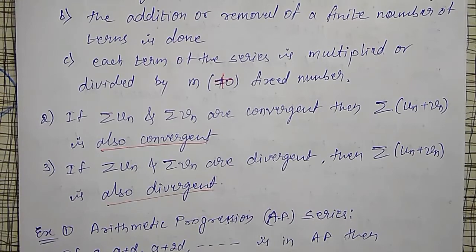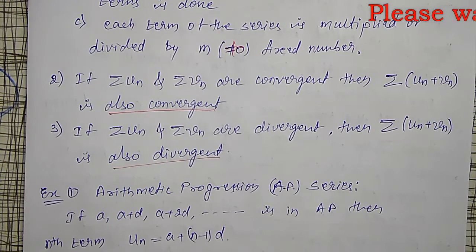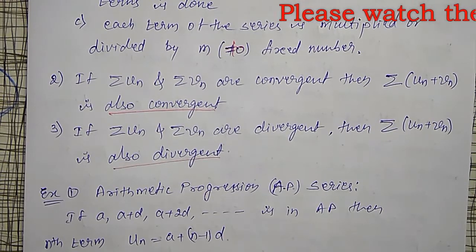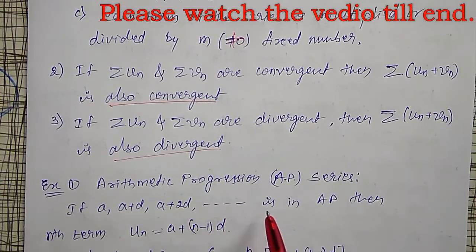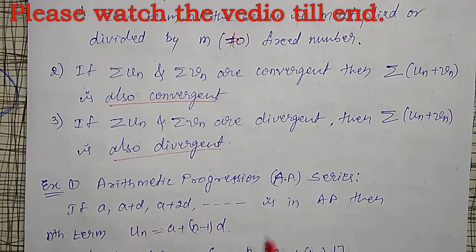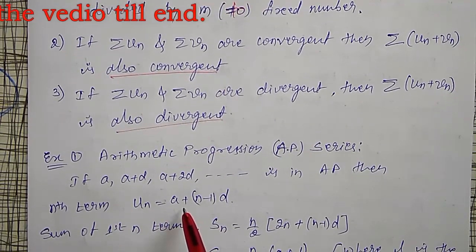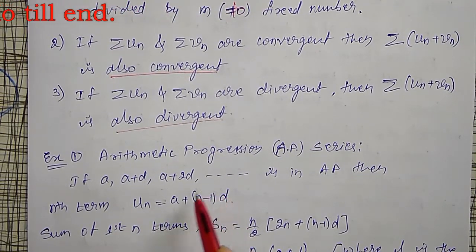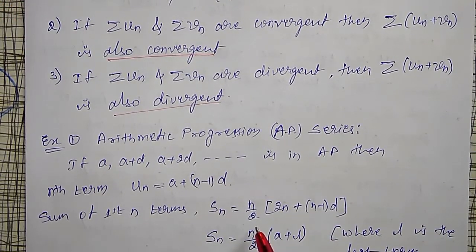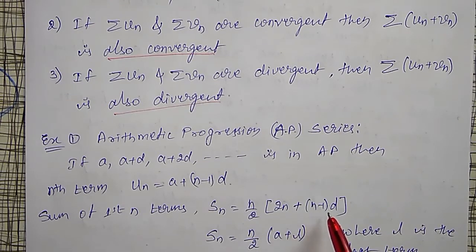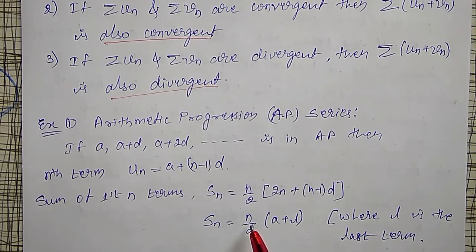What are the series that were studied previously? That is the arithmetic progression. The arithmetic sequence is given by a, a plus d, a plus 2d and so on. This is known as an arithmetic progression. Then the nth term of this progression is given by un is equal to a plus n minus 1 into d. And the sum of the first n terms Sn is given by n by 2 into 2a plus n minus 1 into d. Or if the last term is given, then Sn is given by the sum of the first n terms.